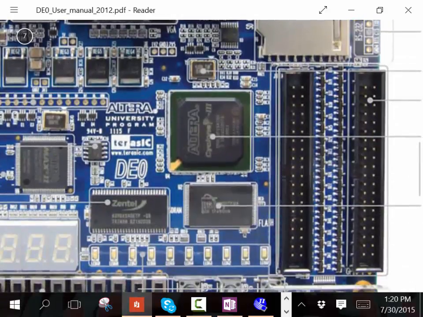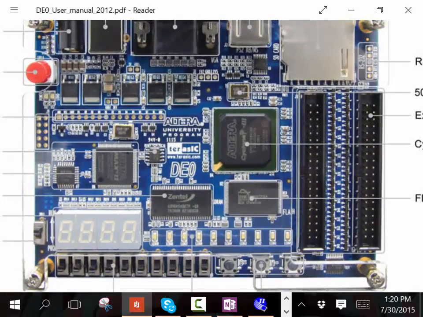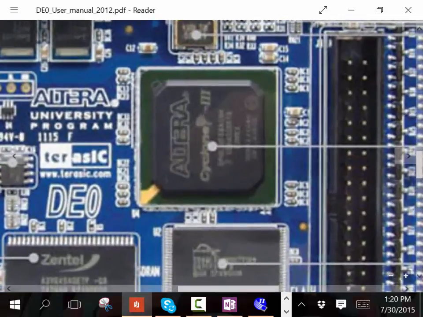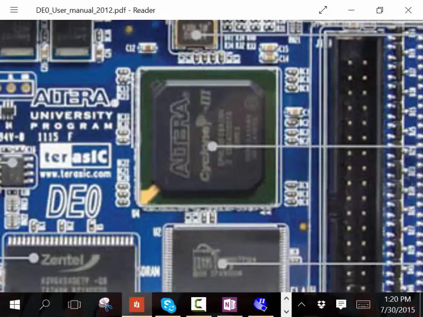We can see what it looks like in a little bit more detail. You can see this is the chip we're programming on right here. Everything else on the board we're not interested in, not this semester.